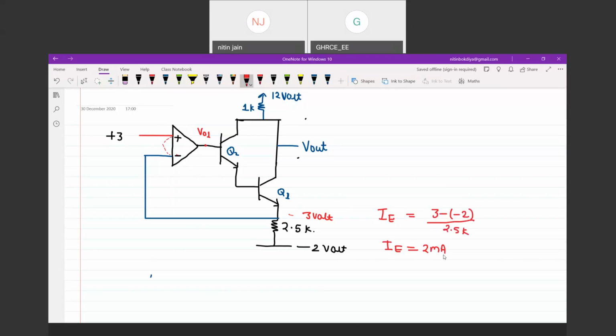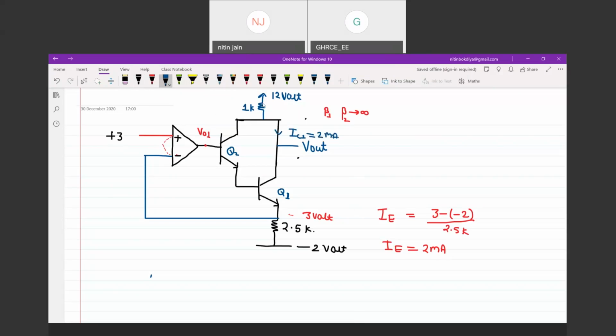So the emitter current for transistor Q1 is 2 milliampere. And these are high beta transistors. For high beta transistors, beta 1 and beta 2 are approaching infinity. If beta 1 and beta 2 are approaching infinity, then the current in the emitter is equivalent to the current in the collector. So I can say the collector current is also 2 milliampere.